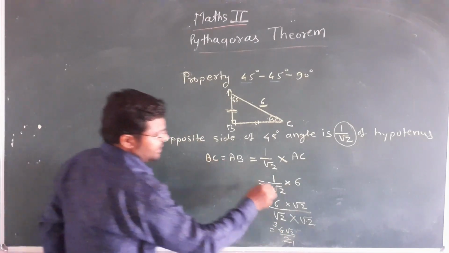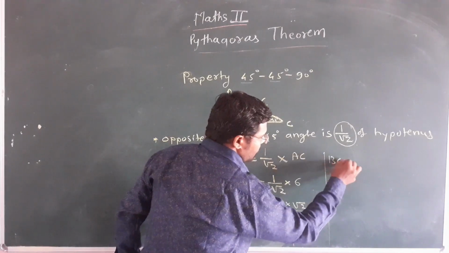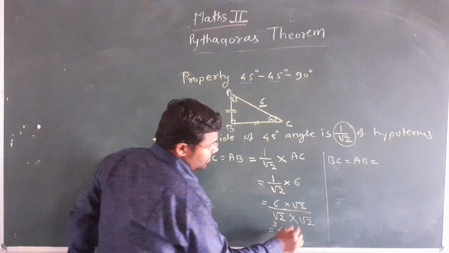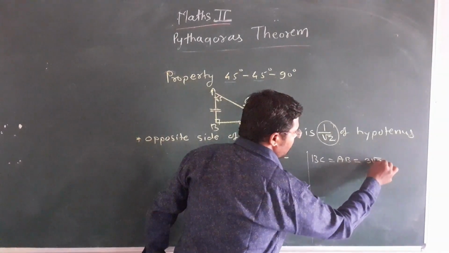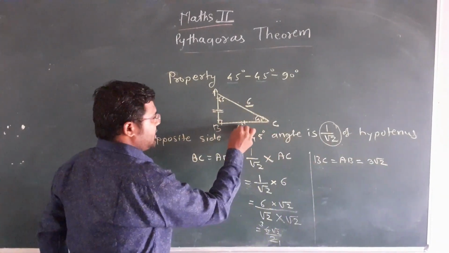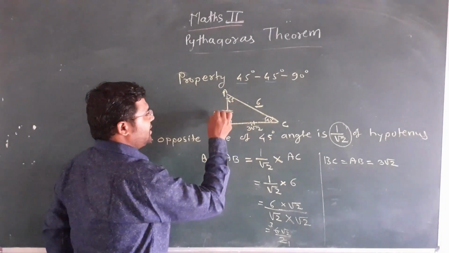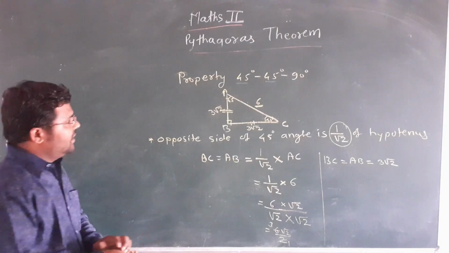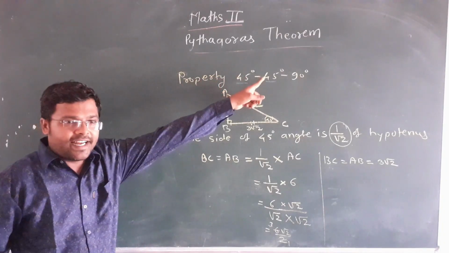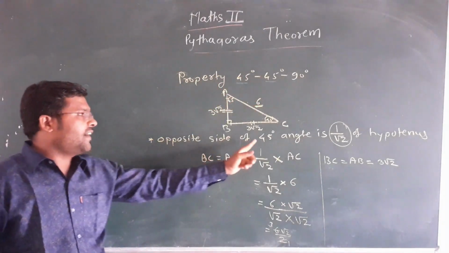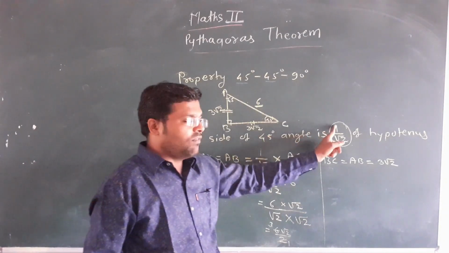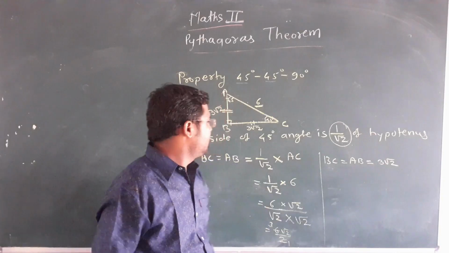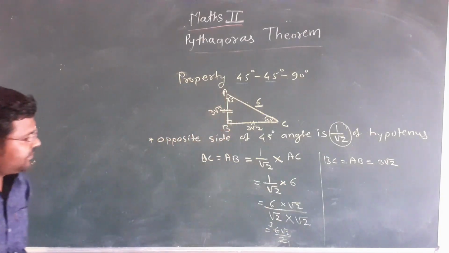So BC is equal to AB is equal to 3 root 2. The length of BC is 3 root 2 and the length of AB is also 3 root 2. Once again, the property of the 45, 45, 90 degree triangle: the opposite side of a 45 degree angle is 1 upon root 2 of the hypotenuse. Look at the board.